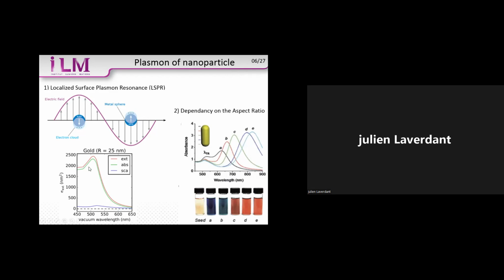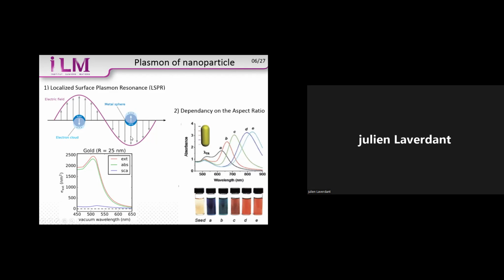And it means that here you have a spectrum. You have a maximum of the absorption at a specific wavelength. And at this position, the light is absorbed into the particle. What is interesting in the case of gold nanoparticles, for example, is this case.